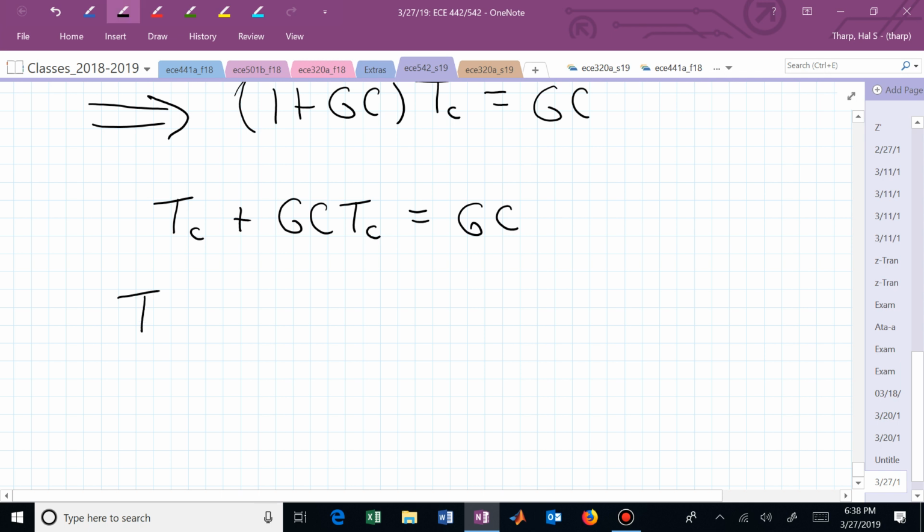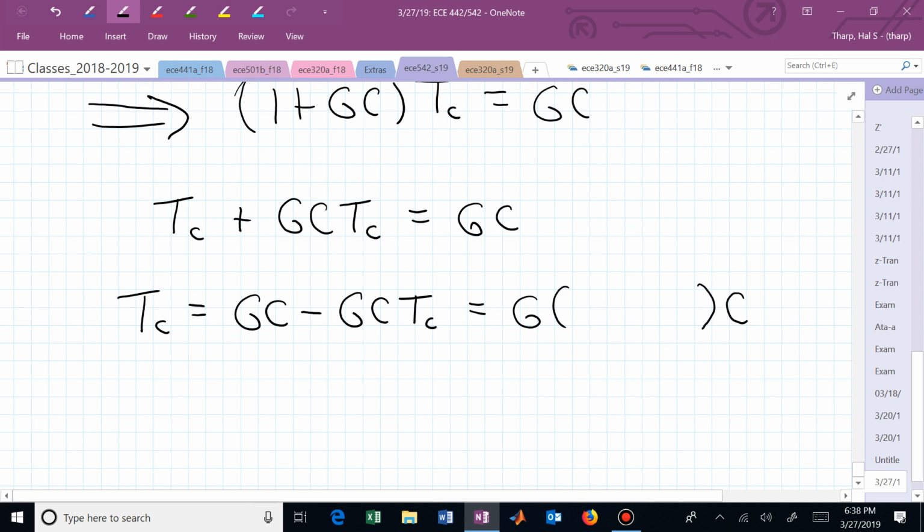So let's get all the terms that involve C on the right-hand side. So we now have GC minus GC T sub C. And we're assuming these are scalar transfer functions, so we can slide them around. They commute. GC and T sub C we can slide around. So let's now factor out a G from the left and factor out a C from the right.